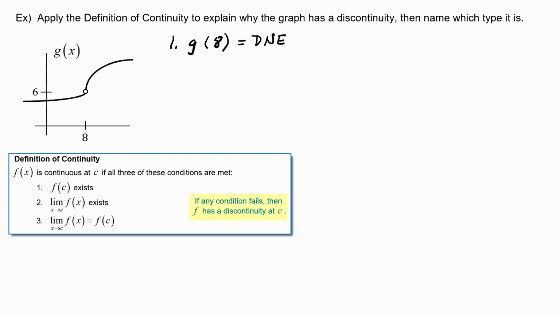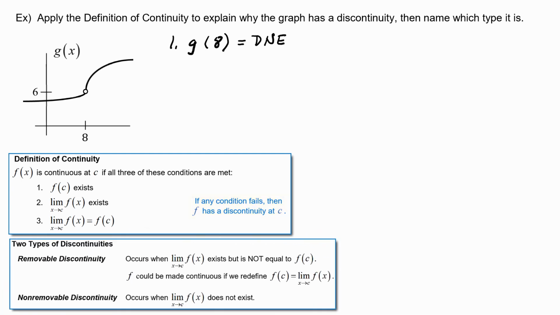Now, because we failed step 1, we know that the function has a discontinuity at x equals 8. Now we just have to decide whether it's removable or non-removable. And remember, what determines that is whether the limit exists or the limit does not exist. Now, in step 2 of the definition of continuity, we need to look at the limit as x approaches 8 of g of x.